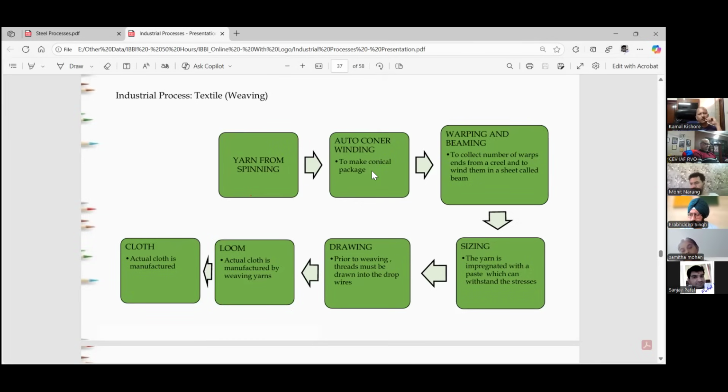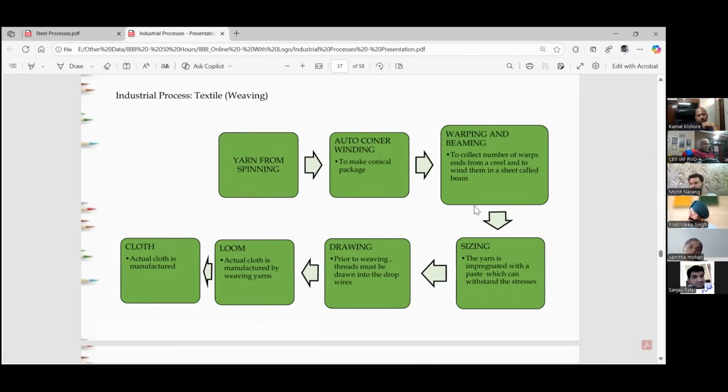If you observe any fabric, the fabric has two types of yarn. One is the vertical yarn and the second is the horizontal yarn. And weaving is between this vertical and horizontal. So these are done by the warping and weaving. Okay, these yarns are drawn to the looms, so the weaving process is made possible.